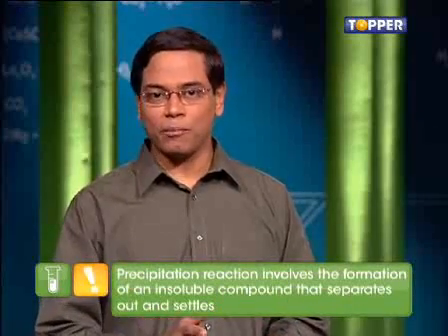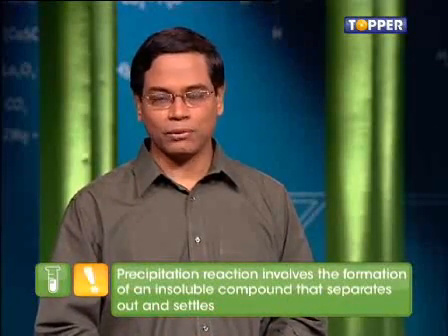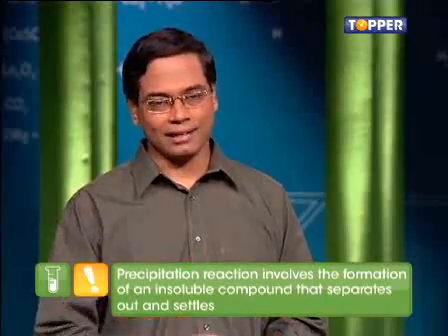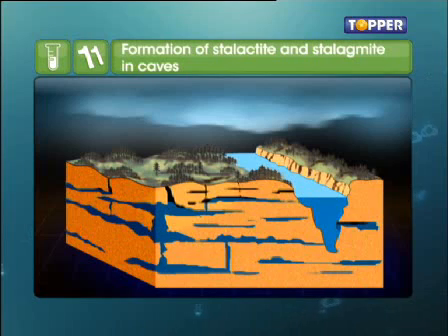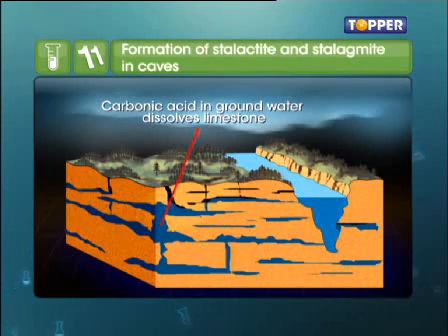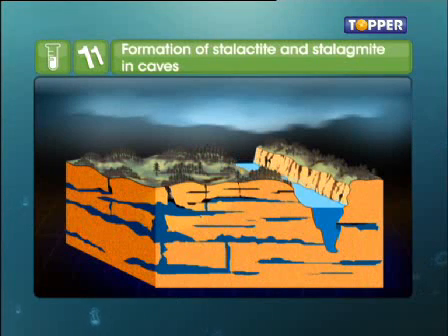We just saw the precipitation of group 2. I am sure you know that precipitation reaction involves the formation of an insoluble compound that separates out and settles. You must have heard about the formation of stalactite and stalagmite in caves. They are formed by a precipitation reaction.